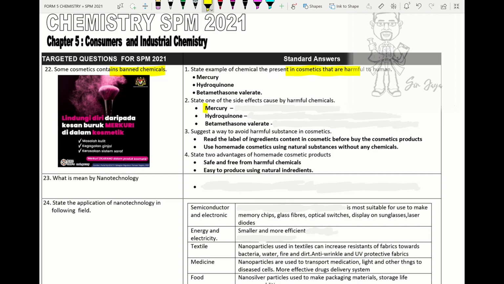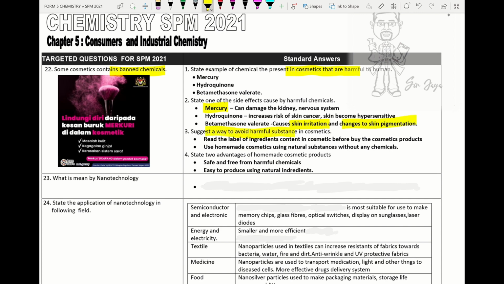All right, so the side effect caused by mercury is that it can damage the kidney and also the nervous system. Hydroquinone can increase the risk of cancer, skin cancer, and also skin can become hypersensitive. Beta-methasone valerate can cause skin irritation and also can increase the chances of getting skin pigmentation.